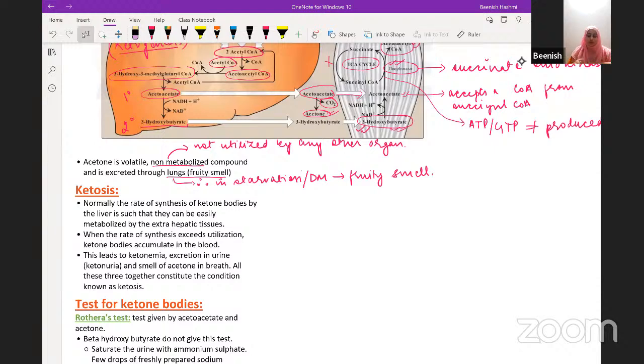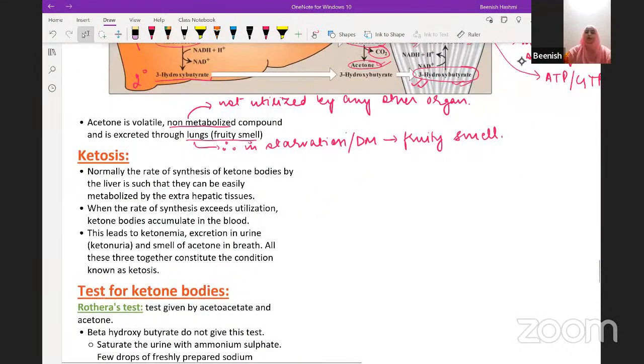Moving forward to ketosis. What is ketosis? Normally, the rate of synthesis of ketone bodies by the liver is such that they can be easily metabolized or utilized by the extrahepatic tissues. But when the rate of synthesis exceeds the utilization, the ketone bodies start to accumulate in the body. This leads to ketone bodies in the blood, ketonemia. They are excreted in the urine, which is known as ketonuria, and there is a smell of acetone in the breath because of excretion of acetone through the lungs. All of these together constitute a condition known as ketosis.